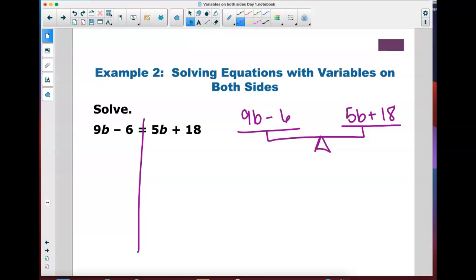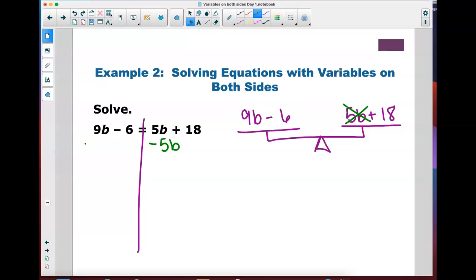Does that make sense? Ultimately, we want to get rid of these 5b's over here. We can't have a b on both sides. So if I take away 5b from the one side, minus 5b, what do I have to do on the other side?